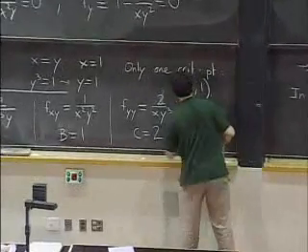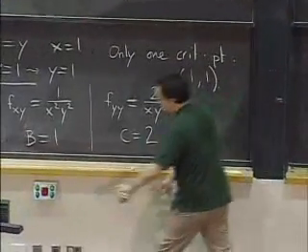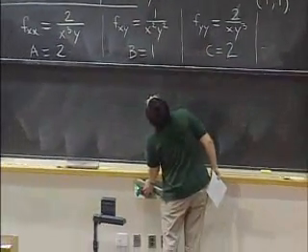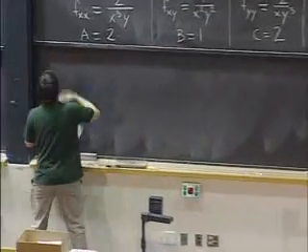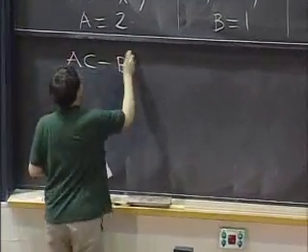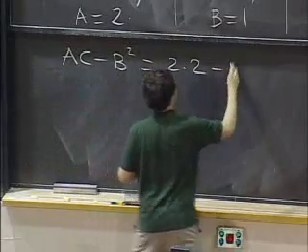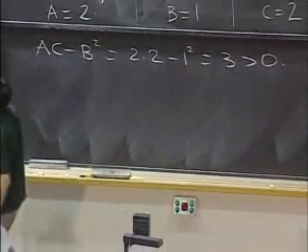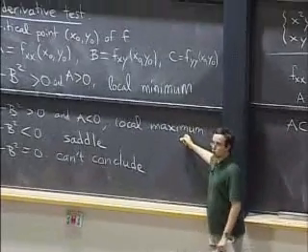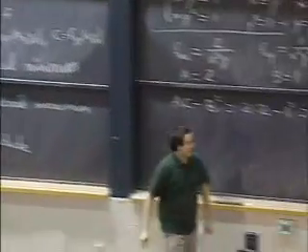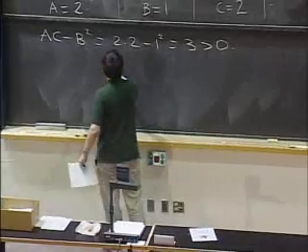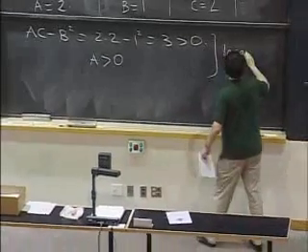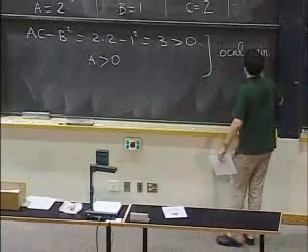Sorry, I should probably use a different blackboard for that. ac minus b squared is 2 times 2 minus 1 squared, which is 3, and that is positive. That tells us we are either at a local minimum or a local maximum. And a is positive, so it's a local minimum. And in fact, you can check it's the global minimum.